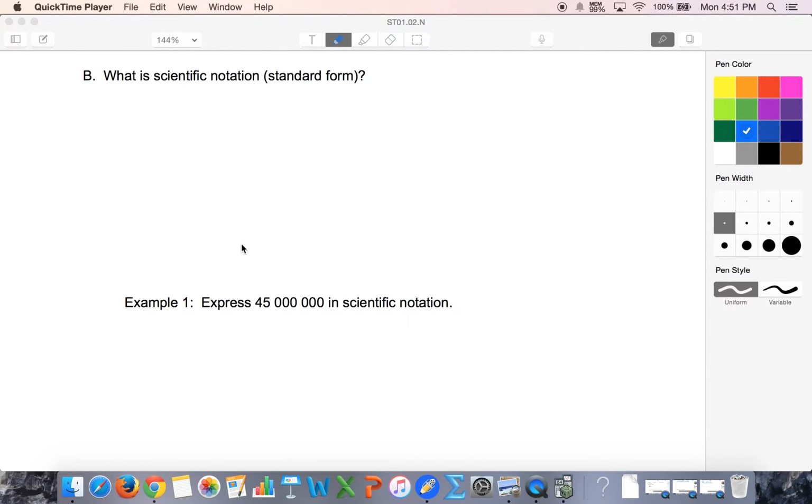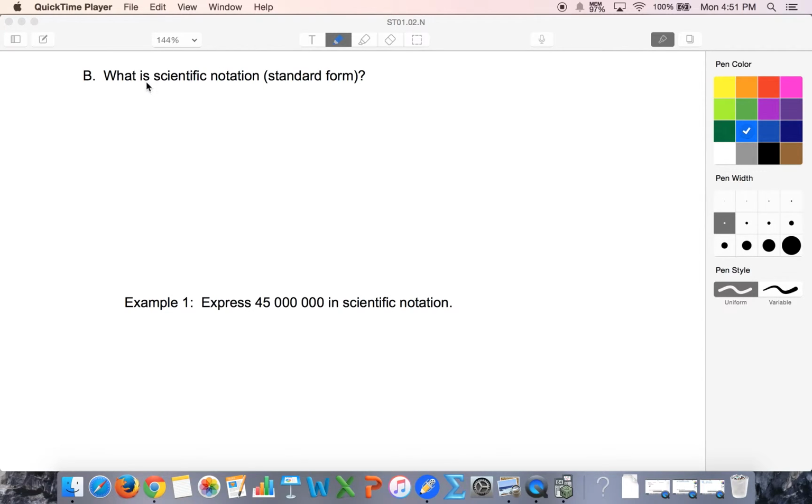Right, students, here we are with our Part B notes of Unit 1, Section 2. So what is scientific notation? This is something you might already know from your science classes or from previous math classes. The IB also calls it standard form, which I just find super bizarre.